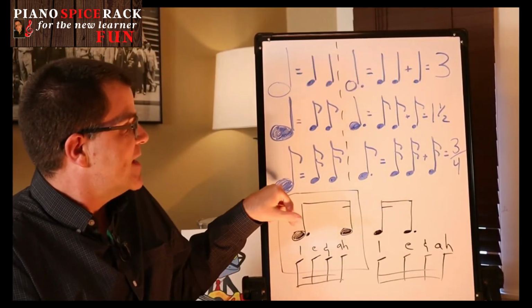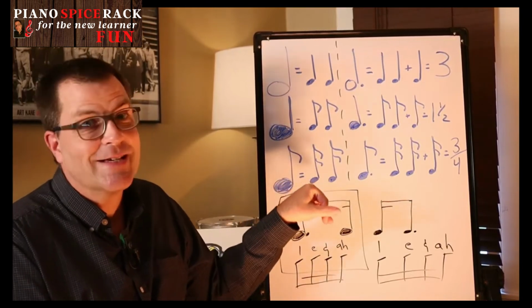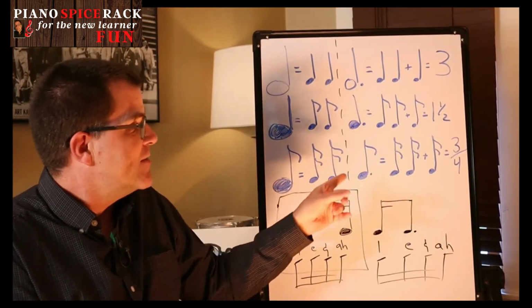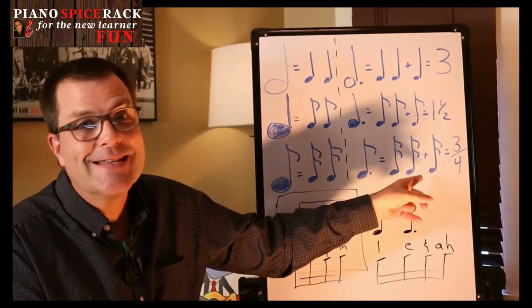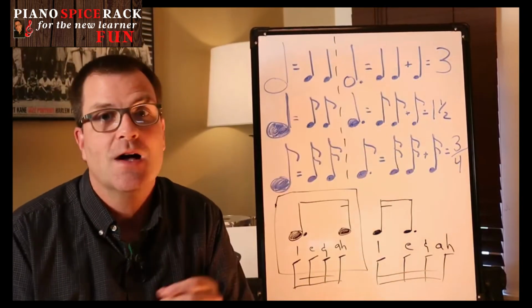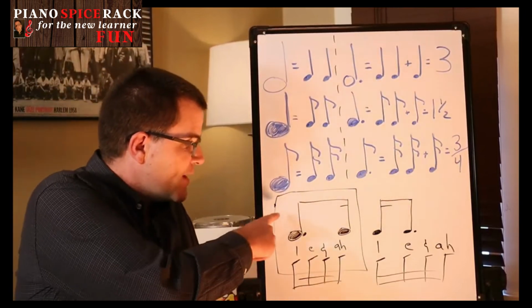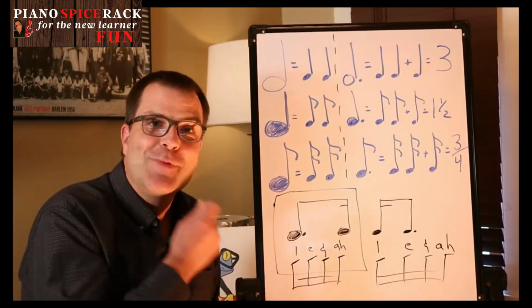Now we have an eighth note, which equals 2/16. We break it down, and then we have a dotted eighth note, which is now a total of 3/16, which is 3/4 of a beat.